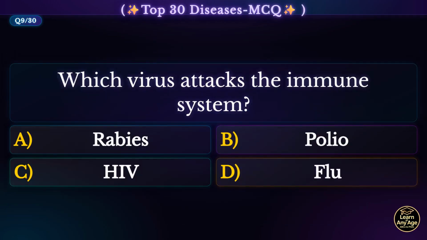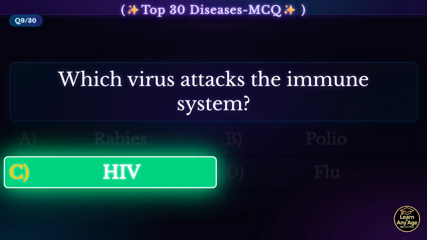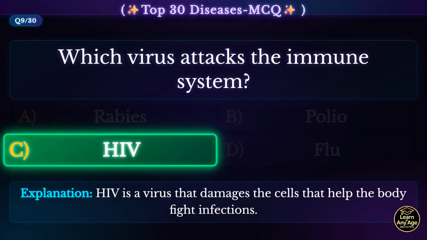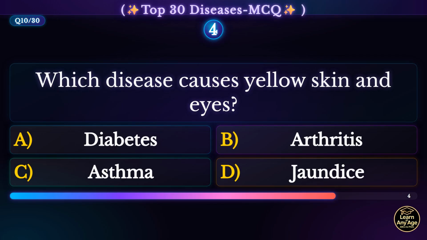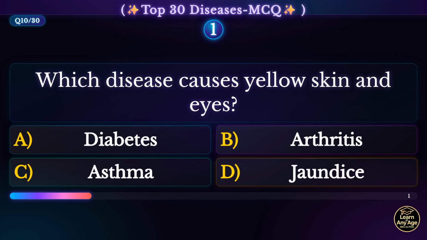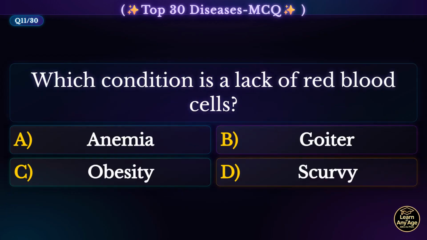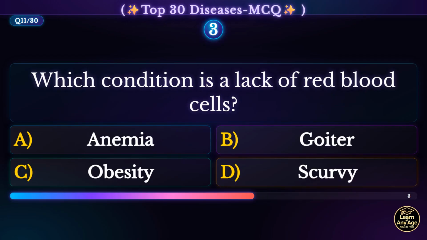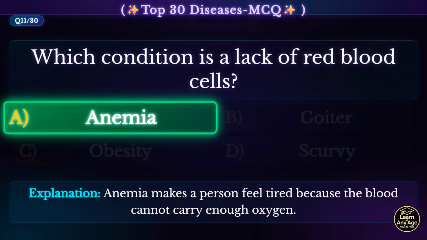Which virus attacks the immune system? HIV. HIV is a virus that damages the cells that help the body fight infections. Which disease causes yellow skin and eyes? Jaundice. Jaundice is often a sign of liver problems that turn the skin yellow. Which condition is a lack of red blood cells? Anemia. Anemia makes a person feel tired because the blood cannot carry enough oxygen.